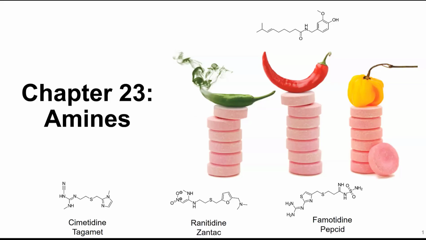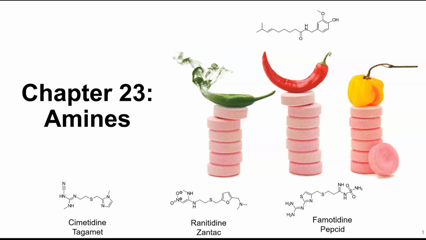In chapter 23, we will be looking at amines, which, if you recall from when you learned functional groups, maybe in chapter 2, an amine is a nitrogen-containing compound. The structure at the top of the slide is capsaicin, which is the active ingredient in peppers, which sends signals to your brain that there is heat in your mouth.